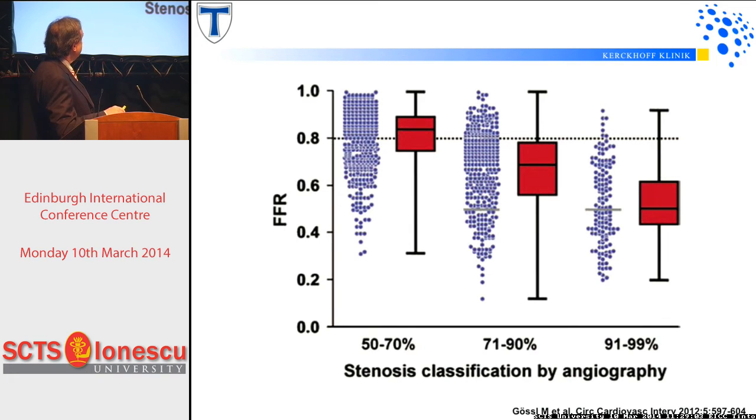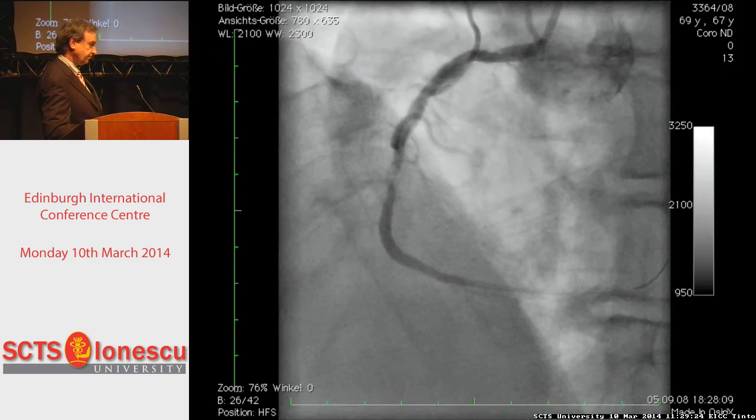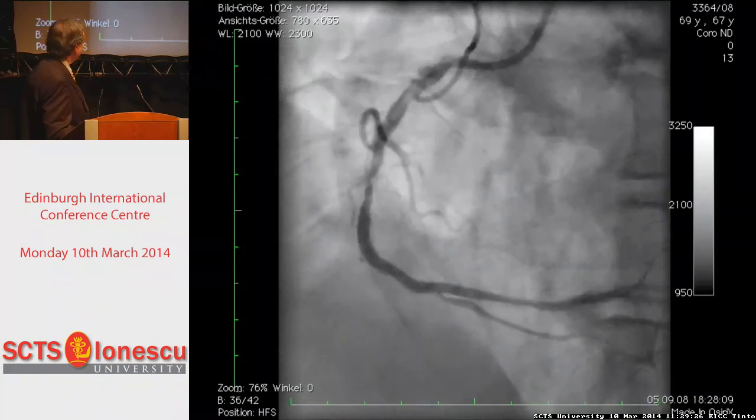Patients that have an intermediate lesion are also the majority of patients that have abnormal FFRs. But for stenosis between 50 and 70%, you find only in about half of these lesions abnormal FFRs. So they are hemodynamically not relevant, these lesions, and therefore should not be treated. I'd like to show you an example.